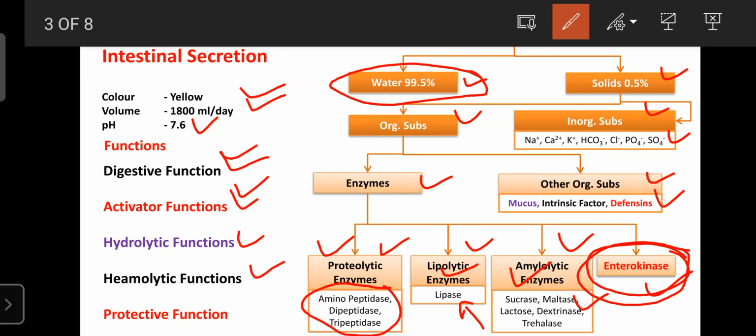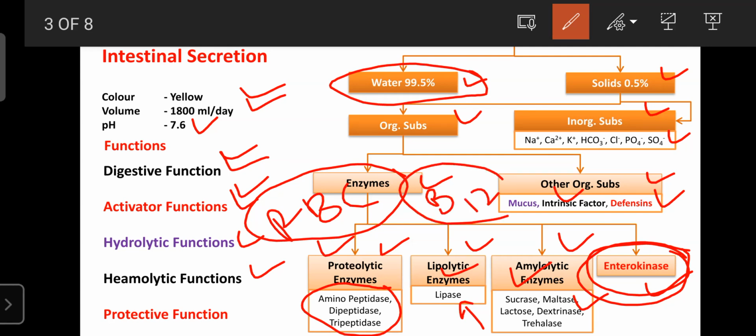It is also involved in the synthesis or maturation of the RBC because of the secretion of the intrinsic factor. That intrinsic factor plays an important role in the absorption of vitamin B12. So that's why the intestinal secretion or small intestine also has the hemolytic functions.